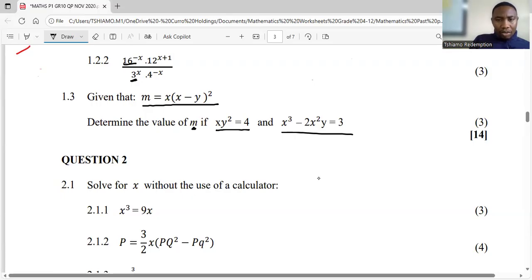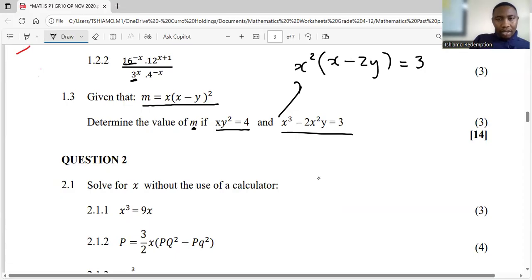Okay, so what am I going to do? I'm going to try to factorize this part. Let me factorize this part. Factorizing this part, I'm going to get x squared, open bracket, x minus 2y, equals 3.